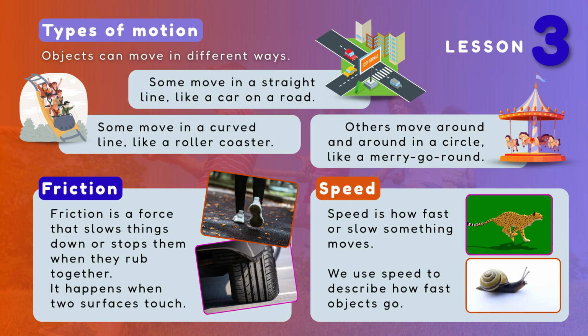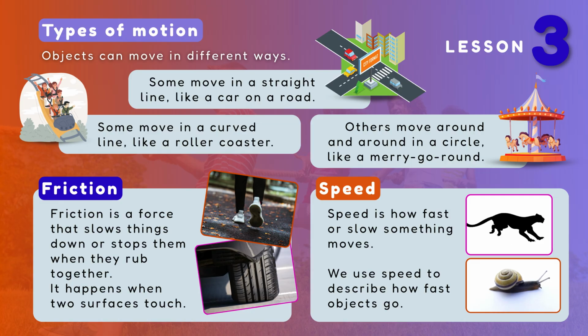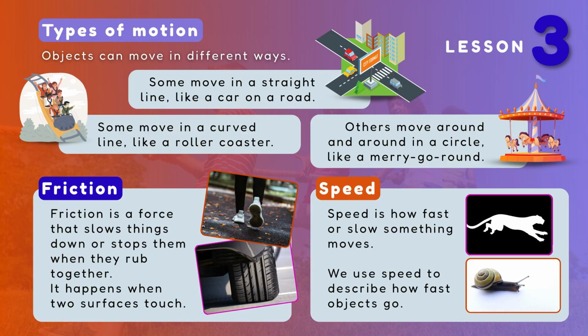Types of motion. Objects can move in different ways. Some move in a straight line, like a car on a road. Some move in a curved line, like a roller coaster. Others move around and around in a circle, like a merry-go-round.